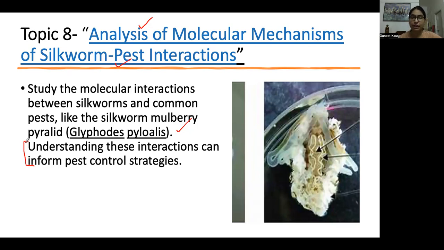Because we are doing so much research, if we are getting a stipend or we are getting aid from our professor too, then there should be certain things which we are aspiring to do with this topic. So these are conclusions which we should know, how it will help the research, right? So understanding these interactions can inform pest control strategies.